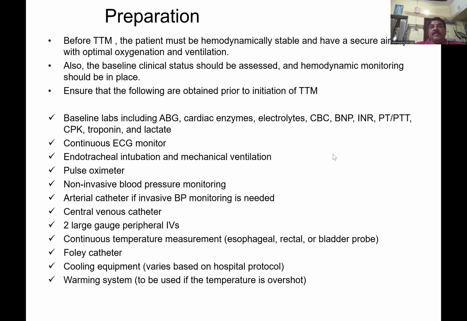Okay, so the different things that should be available for the TTM are baseline labs including ABG, cardiac enzymes, CBC, BNP, INR, PT, APTT, and CPK, troponin, lactate should be available at any time. And continuous ECG monitor, endotracheal intubation, mechanical ventilation, pulse oximeter, and IBP, arterial catheter for invasive BP, central venous catheters, two large gauge IV access, continuous temperature measurement, Foley's catheter, cooling equipment, and rewarming system. These are all the essential things while you are doing the TTM.